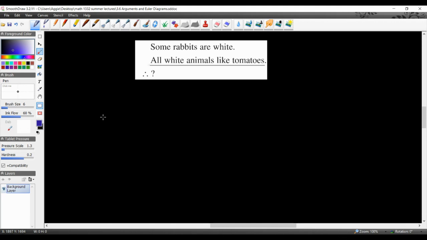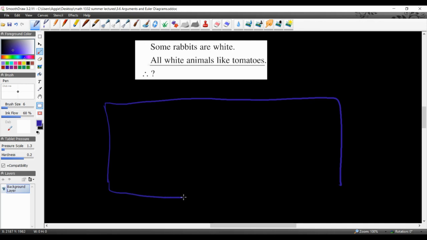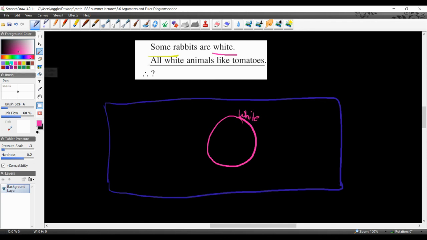Again, we're going to draw our universe while we read that. It says some rabbits are white. All white animals like tomatoes. Therefore, what can we conclude from that? All right, let's go right into it. Some of these guys are white, so let's draw our circles. We have white, and we have rabbits, and it says some. Remember, some means that they're going to intersect at some point. And again, if you don't remember, you can always refer to the diagram. So these are the rabbits, and some of them are white, so that would be in this part right here.